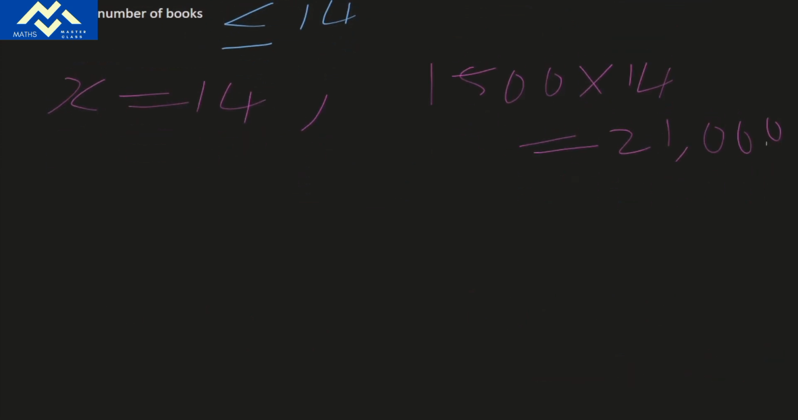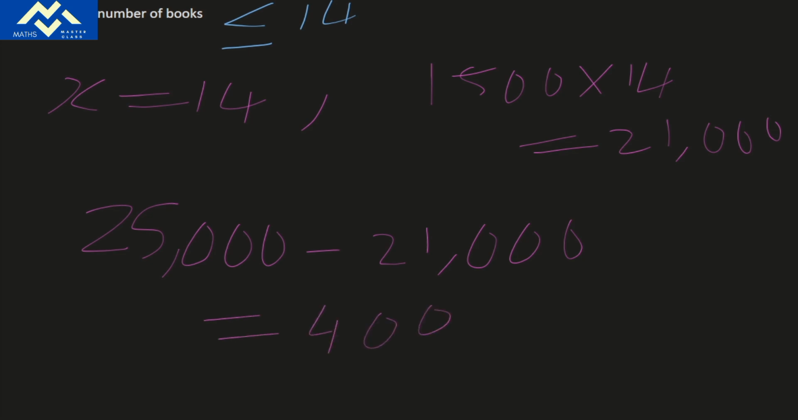He started with 25,000 naira. So the money left will be 25,000 minus 21,000 equals 4,000. And the question says he must have at least 4,000 naira left. Therefore, the maximum number of exercise books he can buy is 14.